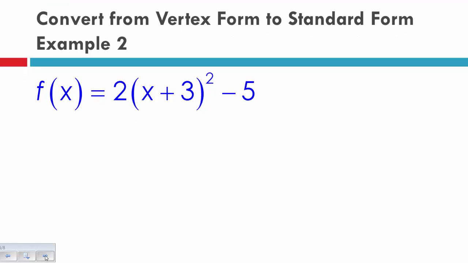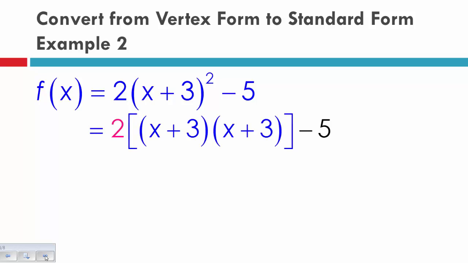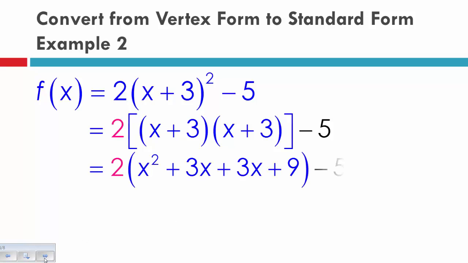Write this down, example 2. Again, we're going to convert this vertex form to standard form. This one has an a value of 2, so I'm going to use brackets around my x plus 3 times x plus 3. We're only going to distribute out the x plus 3 first. Notice to bring down that minus 5.